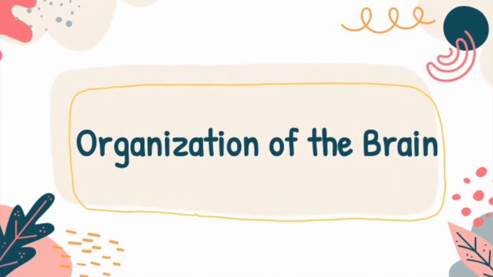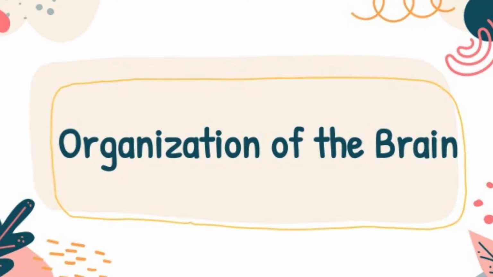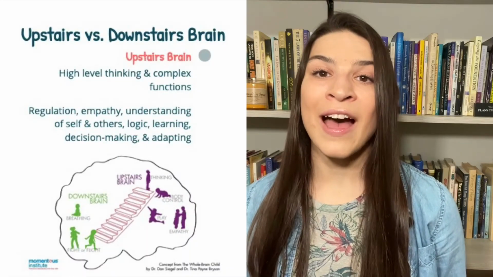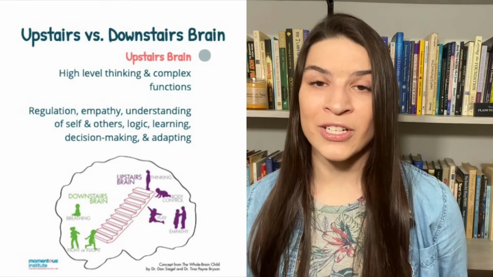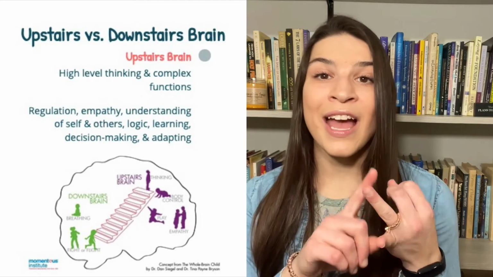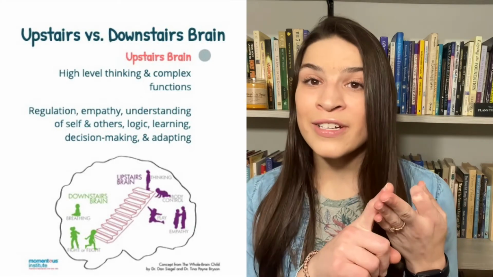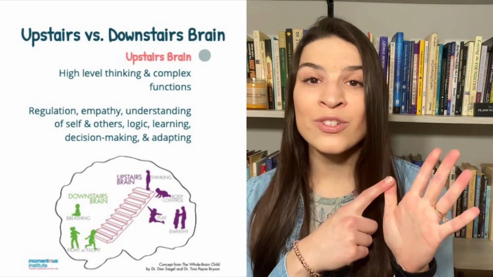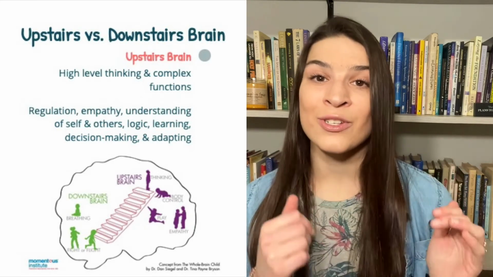So now we're going to take a look at how the brain is organized so that we can understand how it is affected by trauma. For this part, let's think of the brain as a house. There's an upstairs part and a downstairs part. The upstairs part of the brain deals with higher level thinking and complex functions such as regulation, empathy, understanding self and others, logic and learning, making rational choices, and adapting to situations.